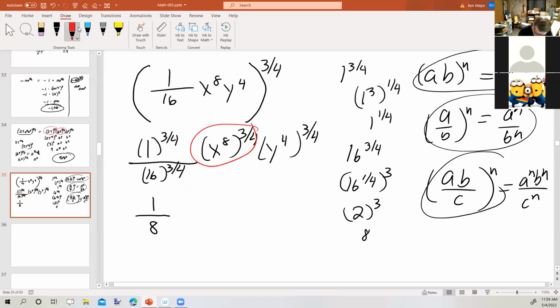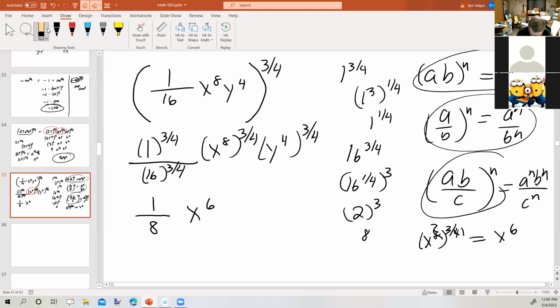Let's take a look at this piece. A power raised to a power. We'd multiply the exponents. 8 times 3/4 would be 24/4 or 6. You could reduce the 8 and the 4 to 2 over 1, and you'd have 2 times 3 is 6. Over 1 is still 6. Okay. All right with that?